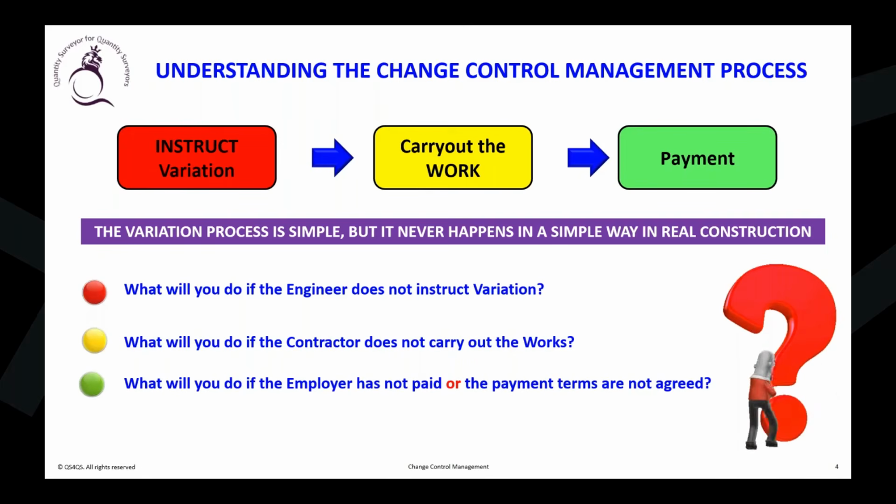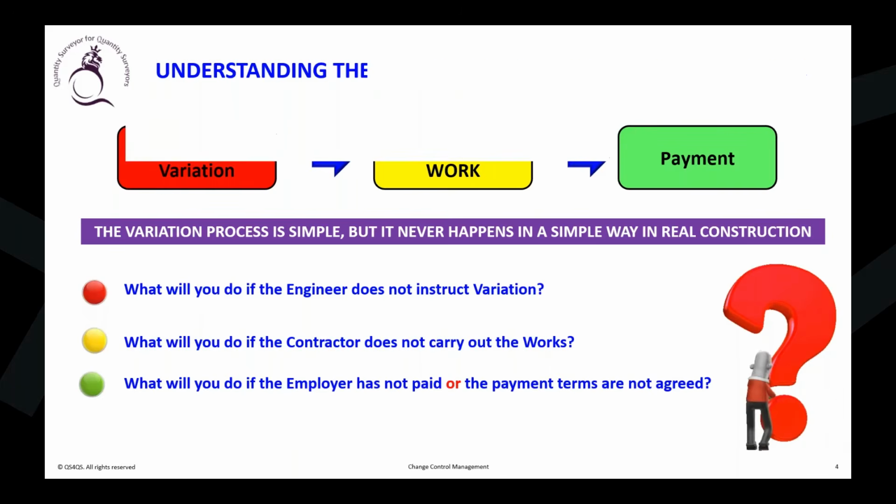These are the problematic areas you should understand how to handle. If it is straightforward, let's say the engineer will instruct the variation, the contractor will do the works, and payment will happen. There's no problem. Everyone can do the variation easily without any trouble. However, there are so many reasons this is not going to happen in a simple way, what we are looking at in the theory. So let's go and see practical issues that can happen in the change control process.